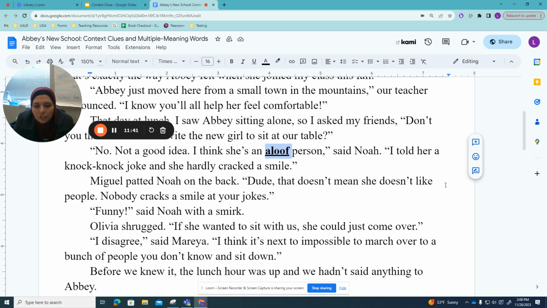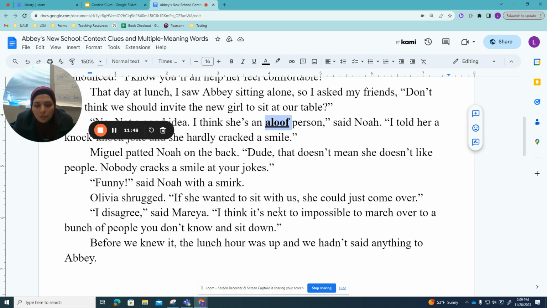Miguel patted Noah on the back. Dude, that doesn't mean she doesn't like people. Nobody cracks a smile at your jokes. Ha ha, funny, said Noah with a smirk. Olivia shrugged. If she wanted to sit with us, she could just come over. I disagree, said Maria. I think it's next to impossible to march over to a bunch of people you don't know and sit down. Before we knew it, the lunch hour was up and we hadn't said anything to Abby.